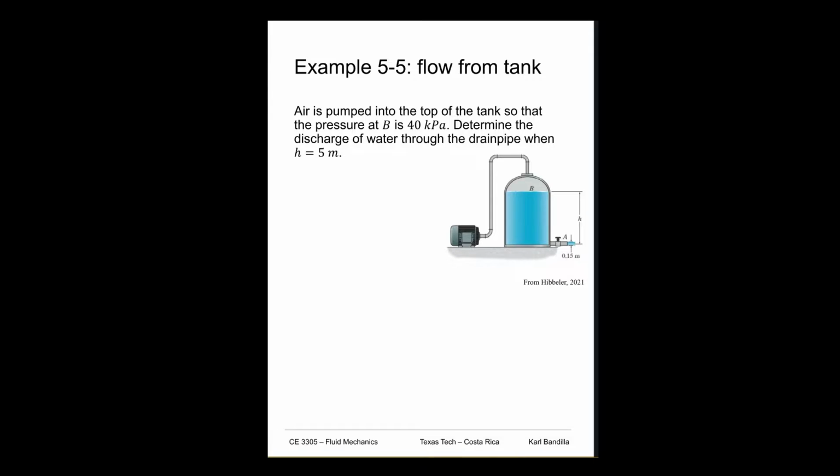This is example 5-5, flow from a tank. So you can see our setup right here. We have a tank that's closed but has a pump on it, and that pump regulates what the pressure is at the top here. It says that it's 40 kilopascals, and then we have an outflow at the bottom where the water flows out freely. And so now we're asked to figure out what the discharge is here.